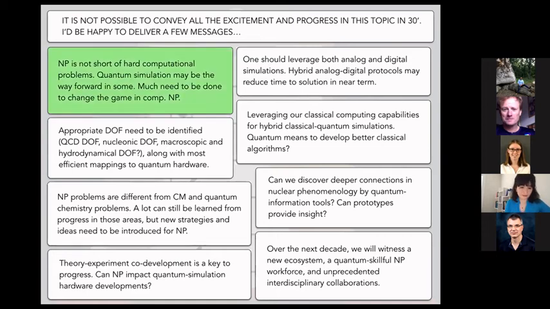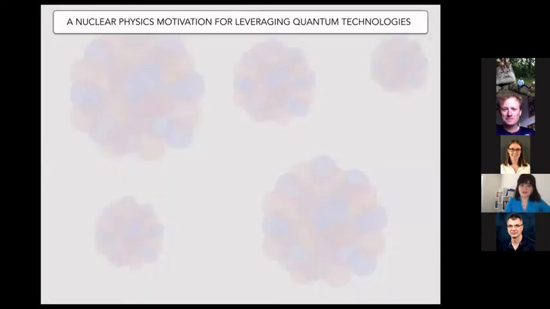So the first is, of course, we know that nuclear physics is not short of hard computational problems. Fiala very nicely already described one of these hard computational problems for us, and the way that we can still leverage classical computing algorithms to speed them up. So we also now think in this context, maybe quantum simulation can help us move forward. But there's much to be done to really change the game in computational nuclear physics when it comes to using quantum technologies.